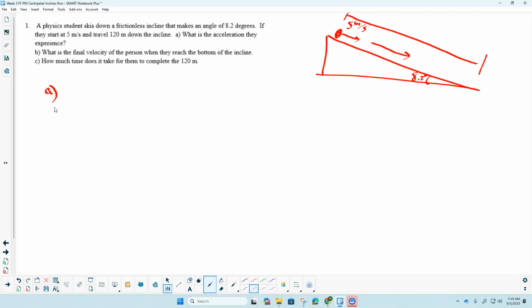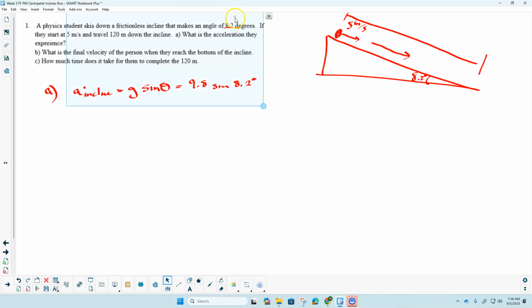So it says, what's the acceleration that they experience? The acceleration on an incline, again, is just equal to g sine theta. So you're just going to plug that in your calculator. It'd be 9.8 sine of the angle, which is 8.2 degrees. That's theta. If you put that in your calculator, you get 1.4 meters per second squared. That is our one-dimensional constant acceleration that our student is going to experience.